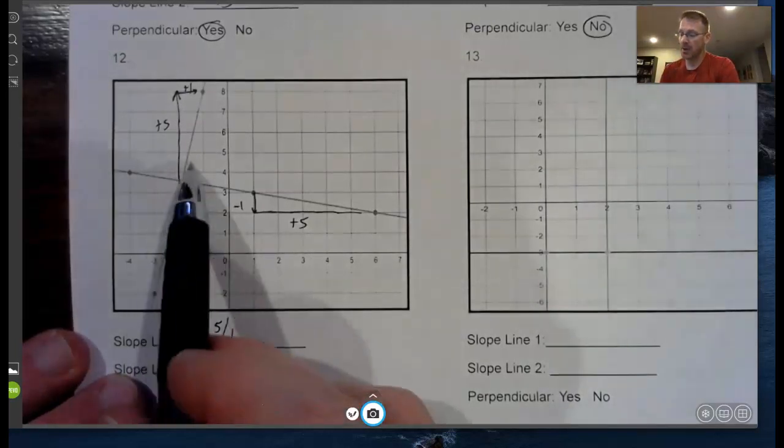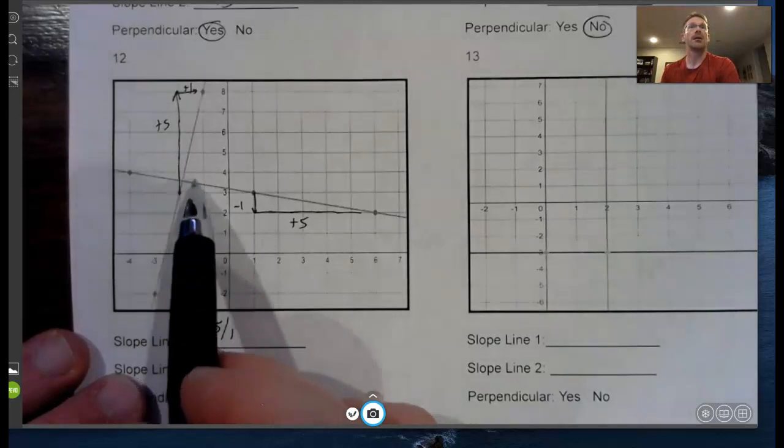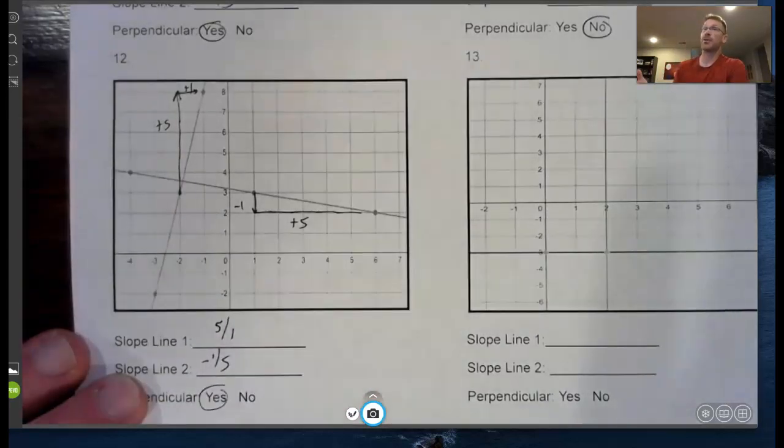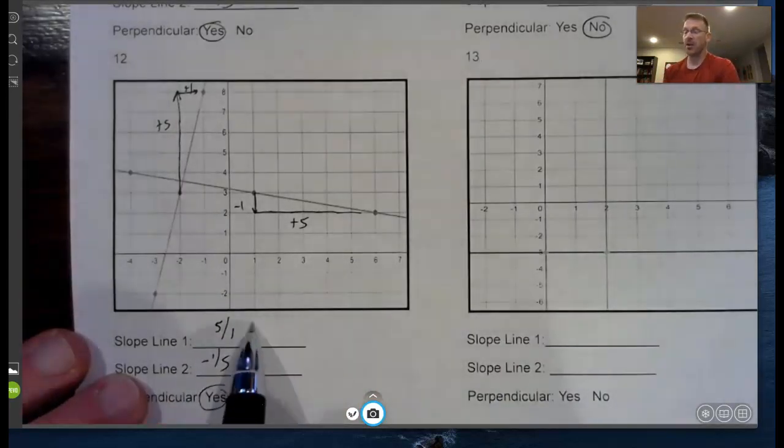And it looks pretty close to 90 degrees here, but you can't base it on that because it could be 88 degrees. So we want those slopes to tell us exactly what happens here.